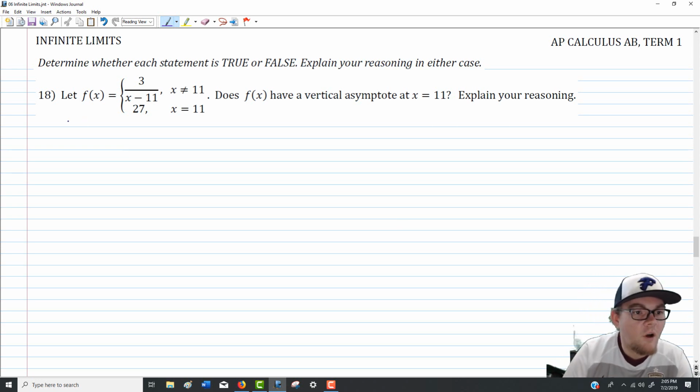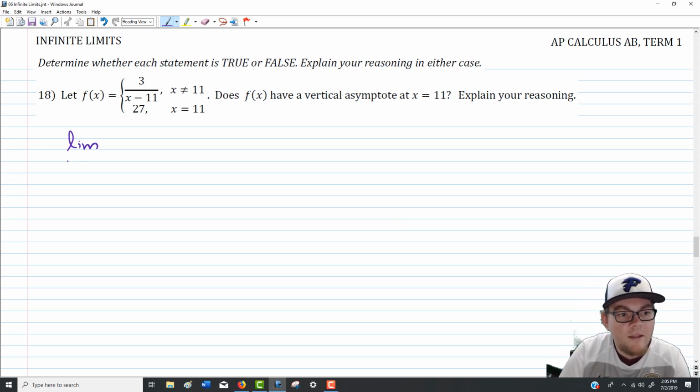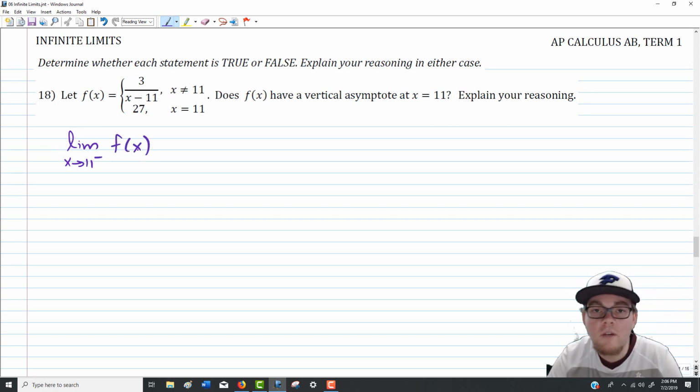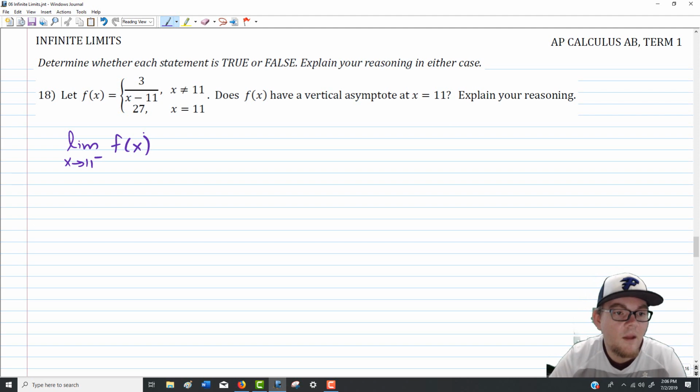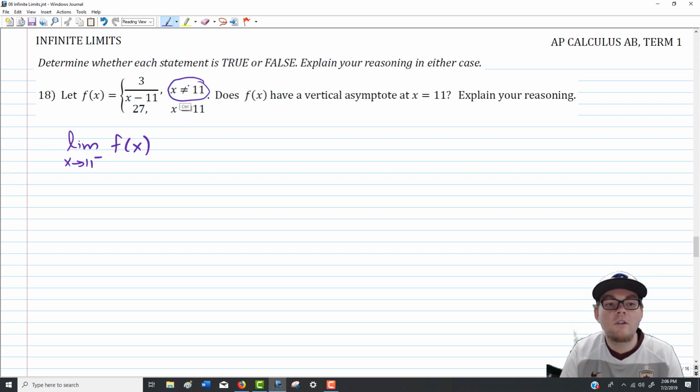Let's see. So of interest to us would be evaluating the limit as x approaches 11 from the left side or the right side of f of x. Because remember, by definition, a vertical asymptote occurs where the limit from one or the other or both sides goes to plus or minus infinity. So in this case, if we evaluate this limit as x approaches 11 from the left side, we're interested in what's happening in general as we approach 11, which means we're going to use the general portion of the function, the general behavior portion.